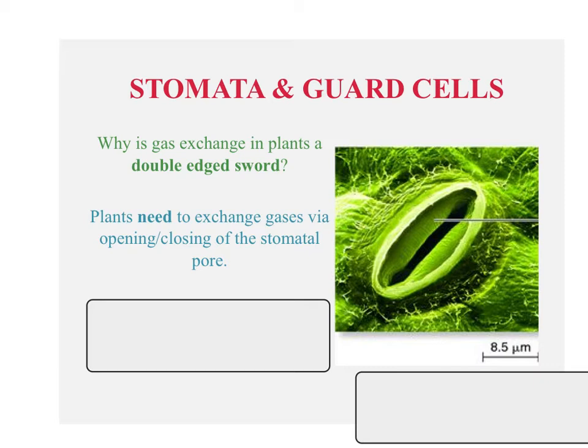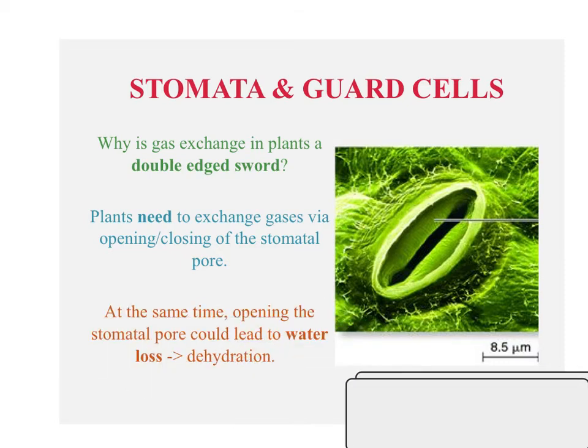So the good things about the stomata, the guard cells, is that plants need to exchange gases. We need to get oxygen in, we need to get carbon dioxide in, we need to release waste gases. And the stomata allow that to happen. However, at the same time, when we look at the transpiration lesson, this is going to be more relevant. Opening and closing the stomatal pore could result in dehydration of the plant, water loss.